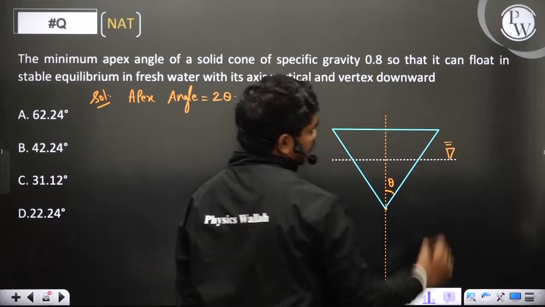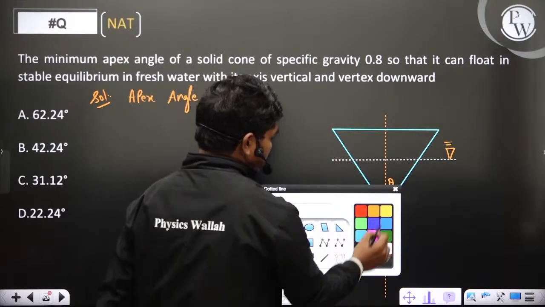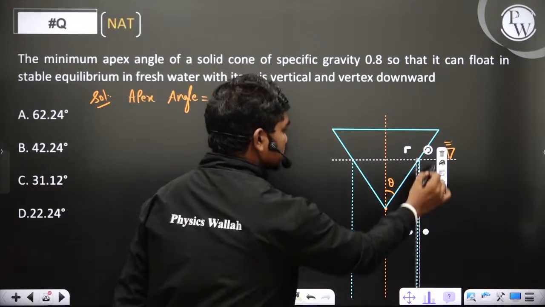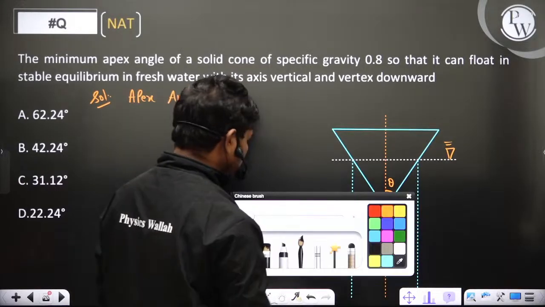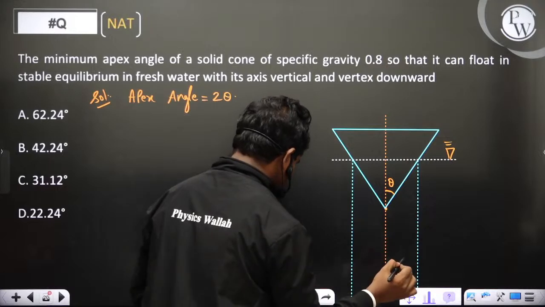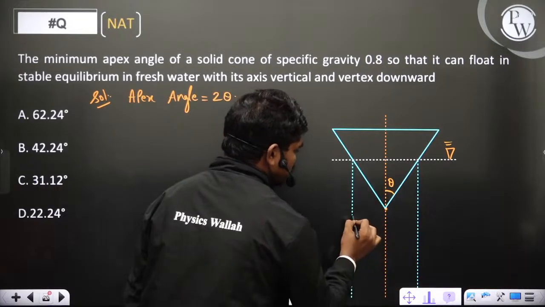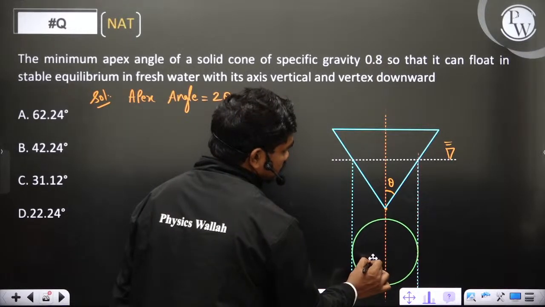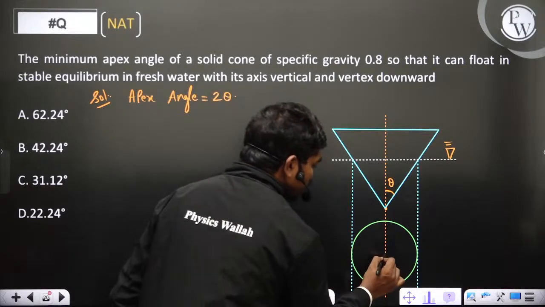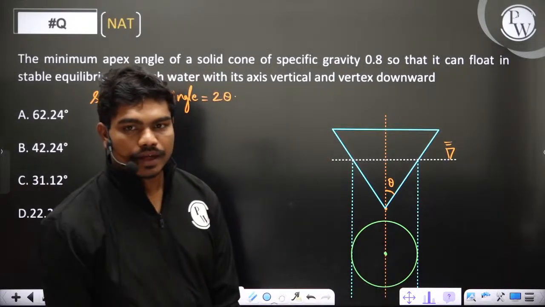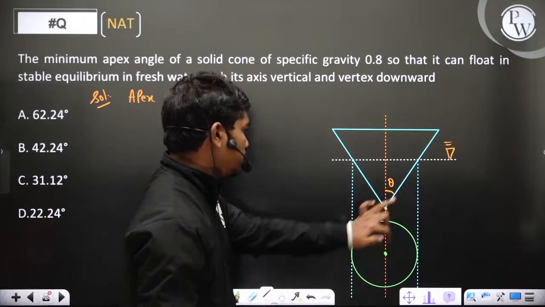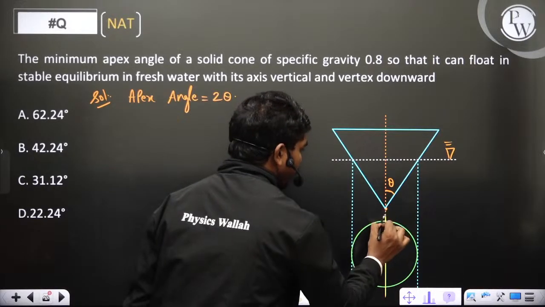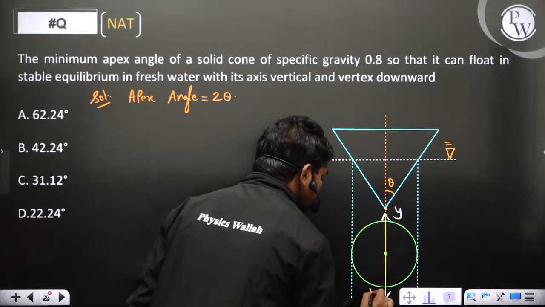This is the water line, and if you see the cross section, you have a circular cross section. Clear? So this is a circular cross section, and this is the axis YY.